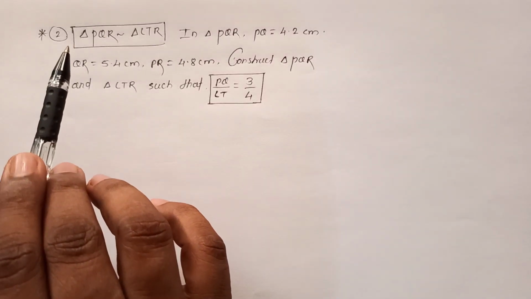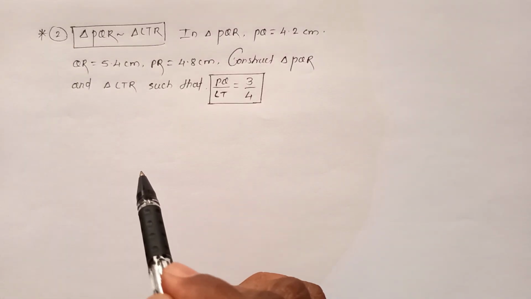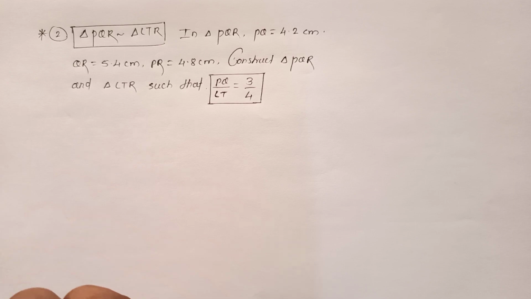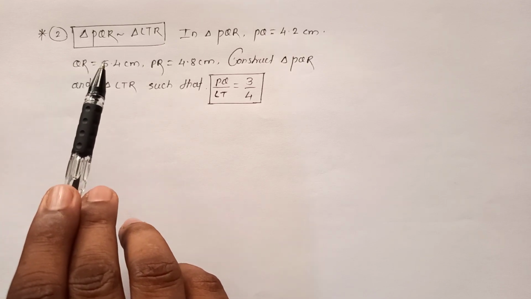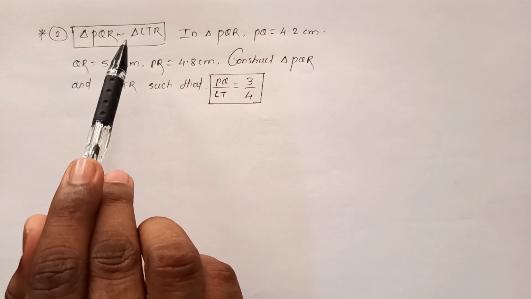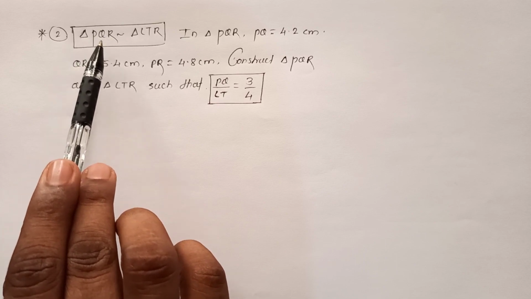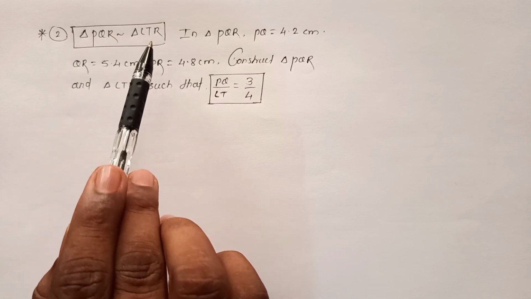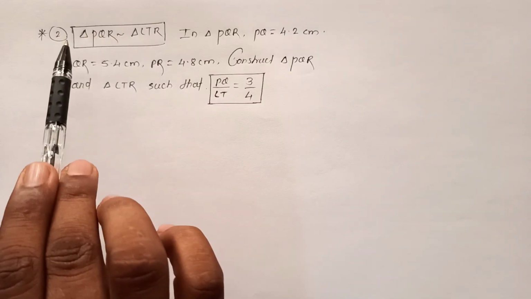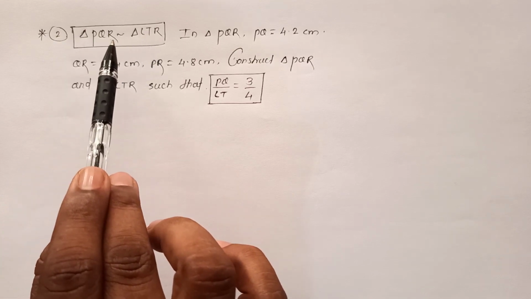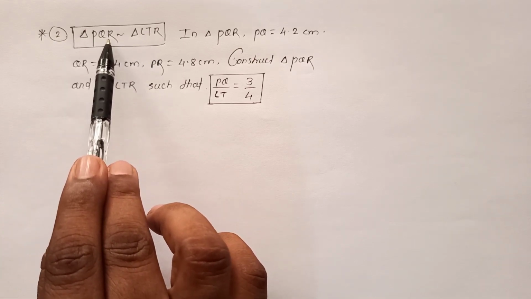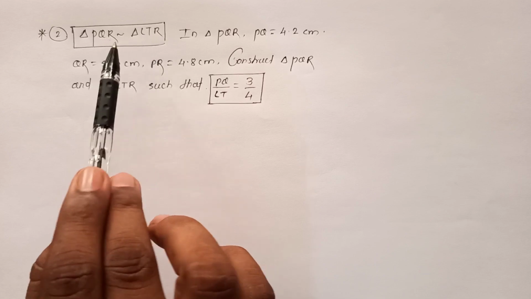This is question number 2 from practice set number 4.1. Again two triangles are given which are similar to each other: triangle PQR similar to triangle LTR. But look at the difference between the first question and the second one. In this question, vertex R is common between these two.